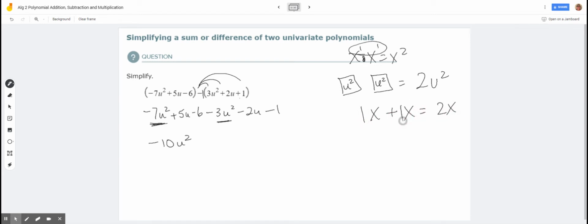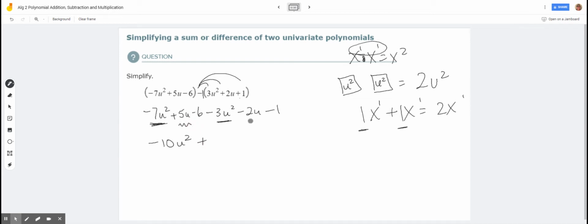Here is your rule. Keep the exponent the same, but we add the coefficients when we're adding them. They have to have the same last name, if you will. We have to be talking about the same things. Okay, we have negative 7 u squareds, negative 7 Herberts, negative 3 Herberts. We don't have Herberts to the 4th. We have just Herberts, okay? Negative 10 Herberts, okay?